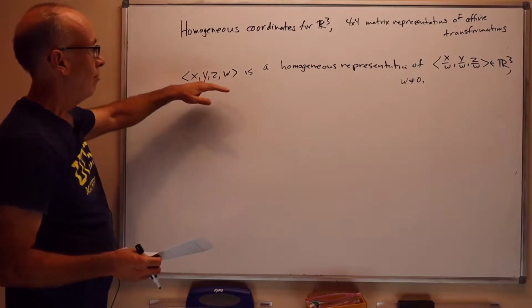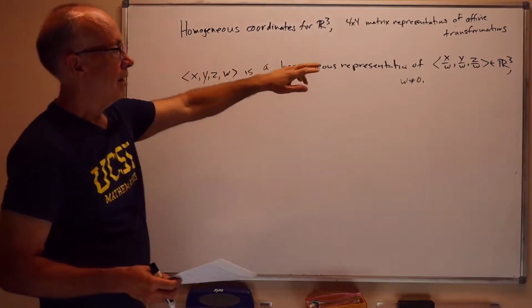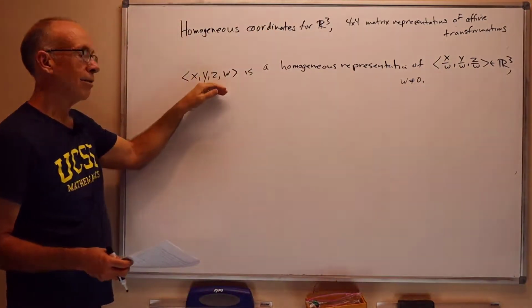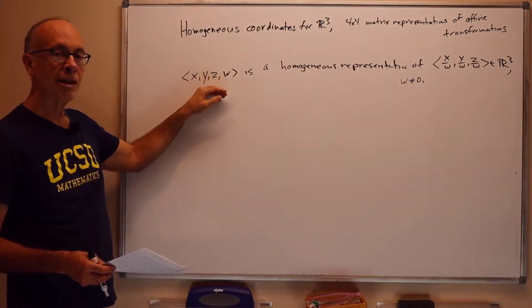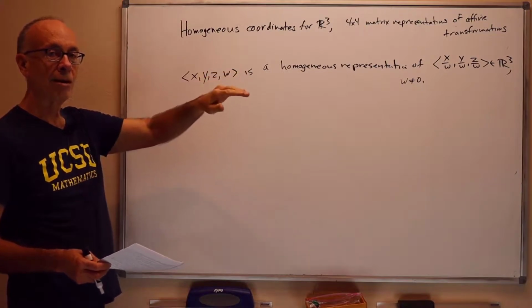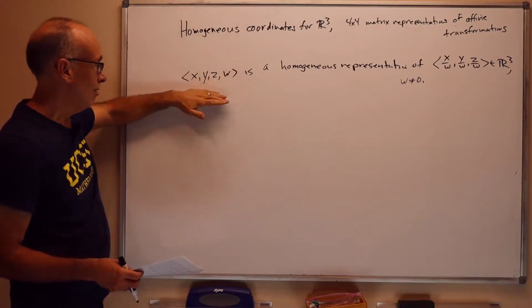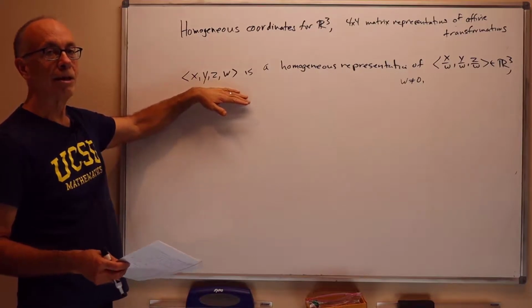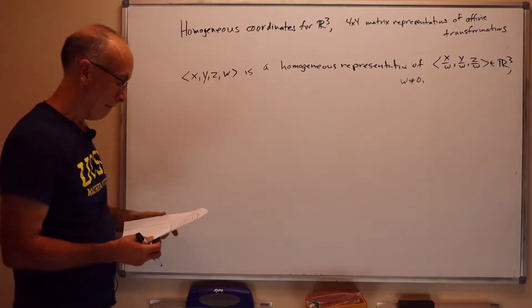So this is the way we represent a 3-tuple as a member of R3 with 4 coordinates. Notice again, there are multiple homogeneous representations for the same point in R3, because if we multiply x, y, z, w uniformly by any non-zero scalar, we still represent the same point in R3.